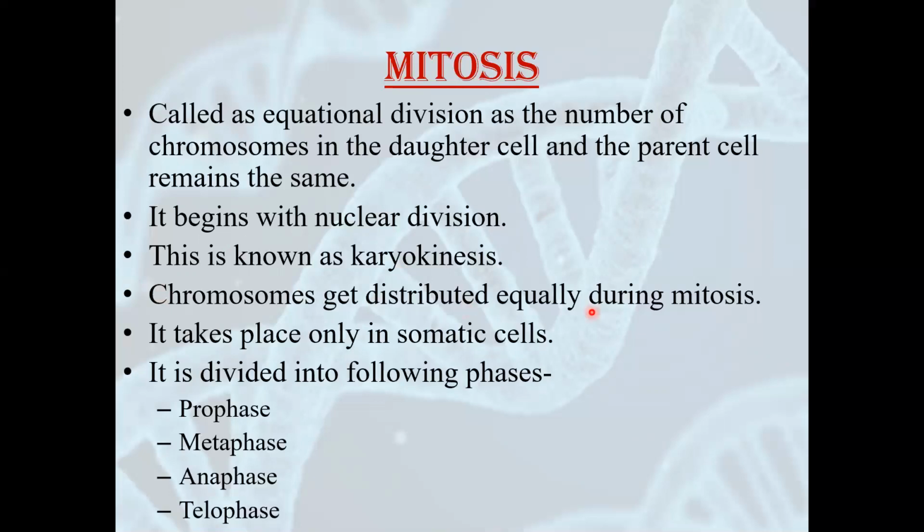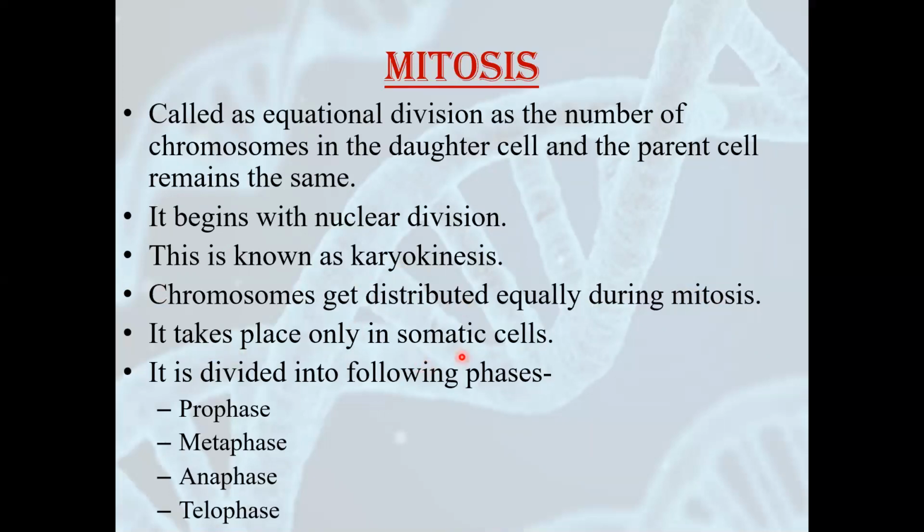What happens in this nuclear division? Chromosomes get distributed equally during mitosis. We have seen that before this mitosis, in S phase, chromosomes get sister chromatids. That means each chromosome is with two sister chromatids. So here in this division, what will happen? In both the cells, one sister chromatid will be distributed. So the number will remain the same, but the chromosomes will again be with a single chromatid.